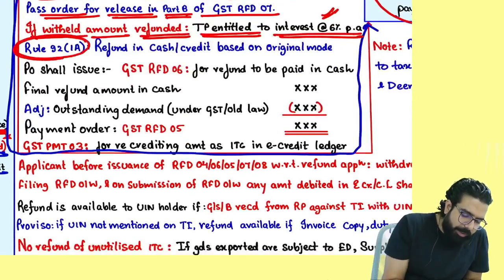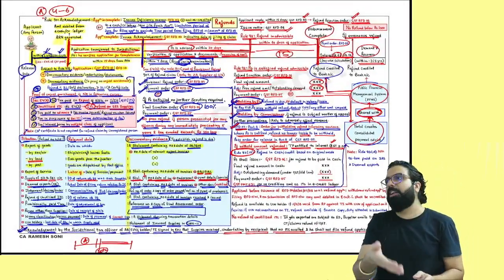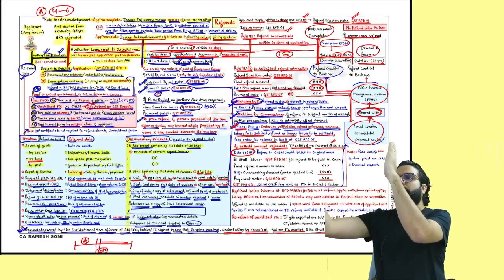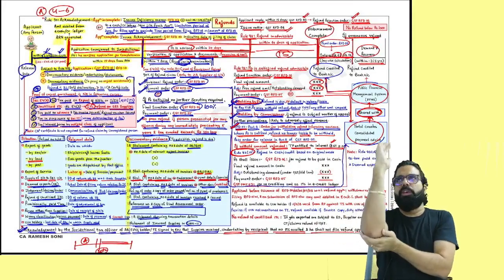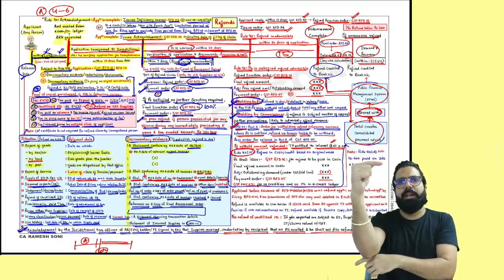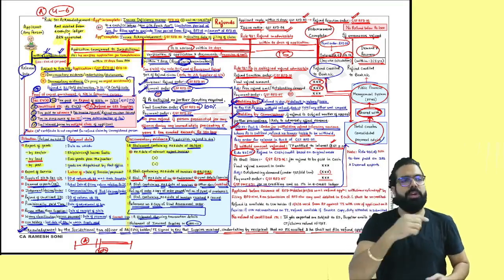Then comes rule number 92 1A. People, tell me one thing. What did I tell you till now? See, this chart is very, very easy. Sir, one is the relevant date. From the relevant date, you should file the application within 2 years. You went ahead and filed the application over here. Along with the application, documentary evidence, along with that documentary evidence to prove that the refund is due to you only.